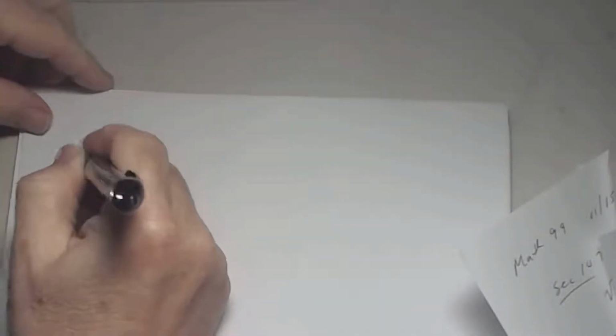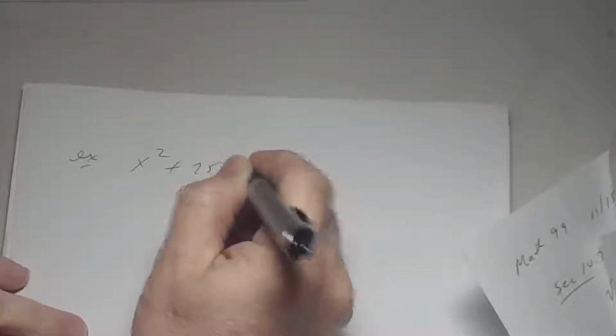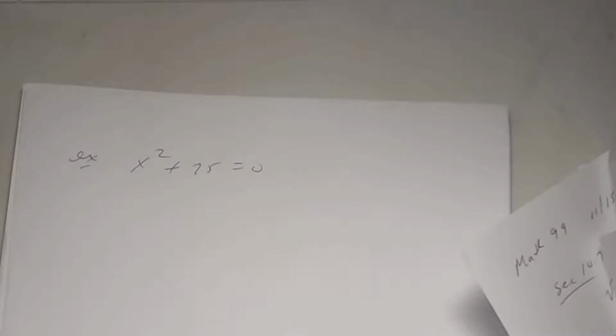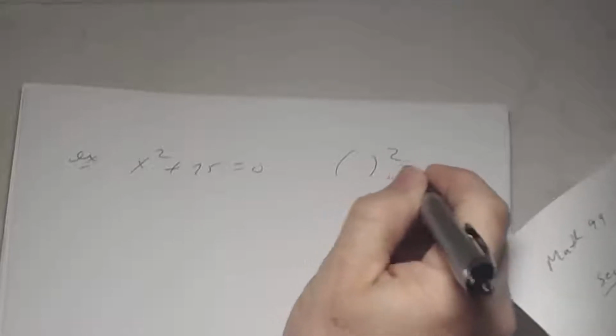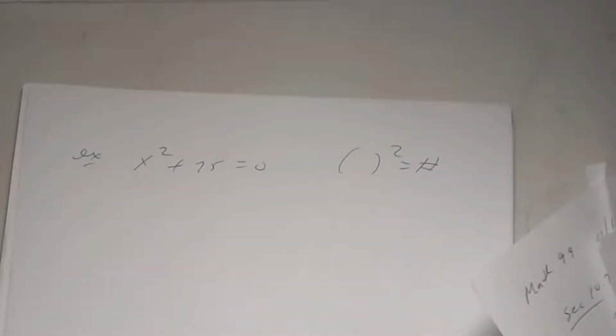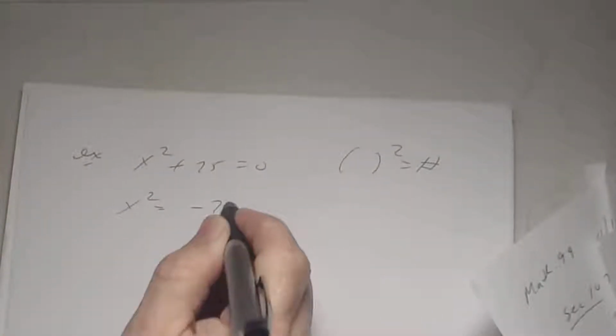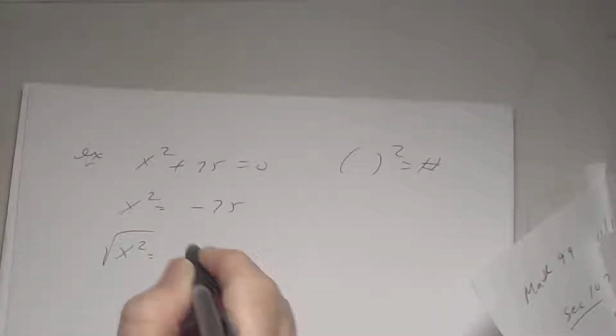If you have x squared plus 75 equals 0, you can't use the square root property just yet. It's got to look like something squared equal a number. So I've got to subtract 75 from both sides. So I get x squared equal a negative 75. Now I can use the square root property. When I take the square root of both sides, don't forget the plus or minus.